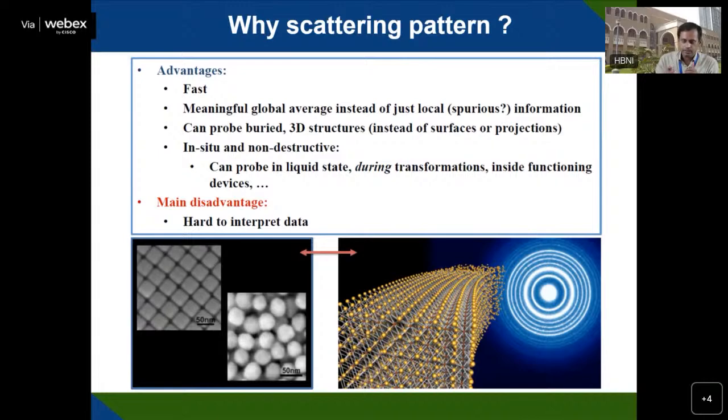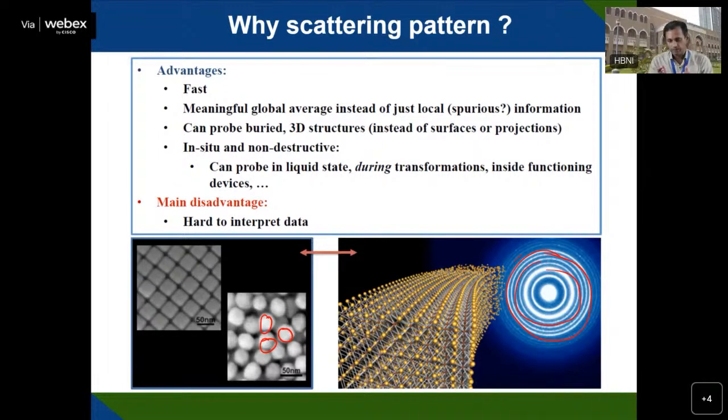Like if you go for particle size information from TEM or other techniques, you will mainly see a few specific particles, and on those particles you can measure the size and see the structure. But in the case of the scattering technique, you get a diffraction or scattering pattern, from which you interpret the structure, and that will be mostly global information. It can probe buried 3D structure, the three-dimensional structure which you are sometimes not able to see in microscopy techniques.